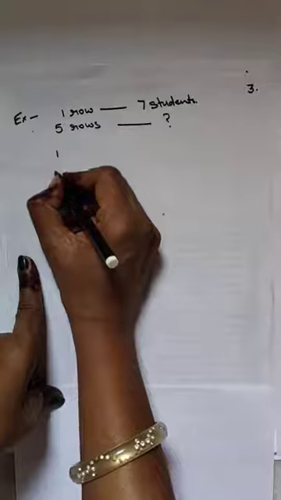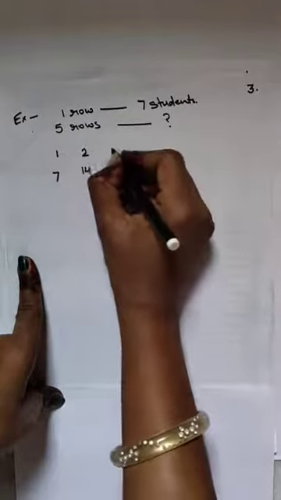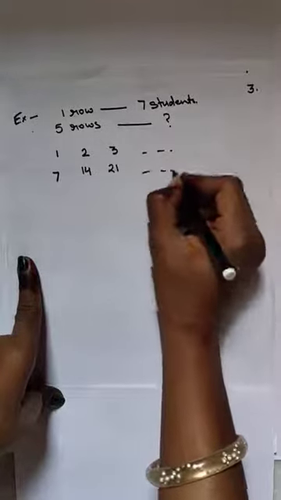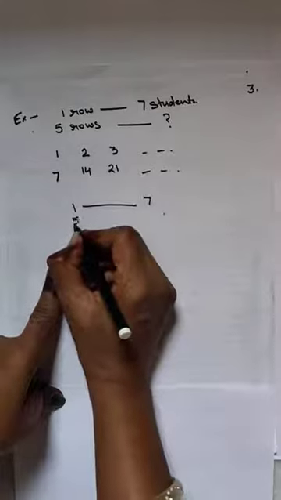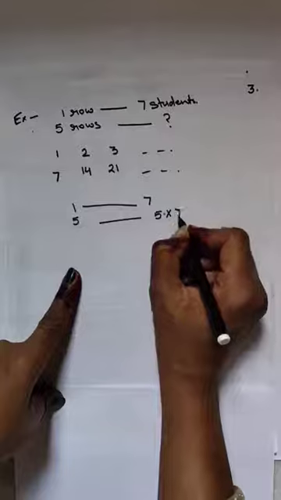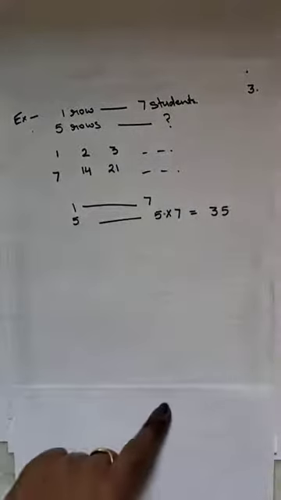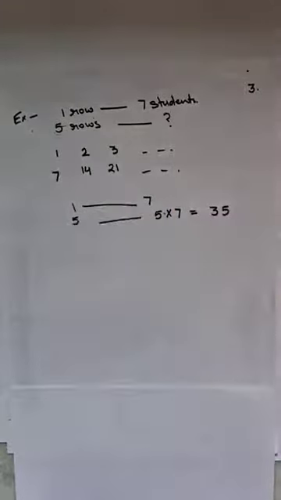In one row, 7. In 2 rows, 14. In 3 rows, 21. Or we can do it like this also. If in one row there are 7 students, in 5 rows, 5 multiplied by 7, that is 35. We will multiply the number of students in one row by the number of rows.